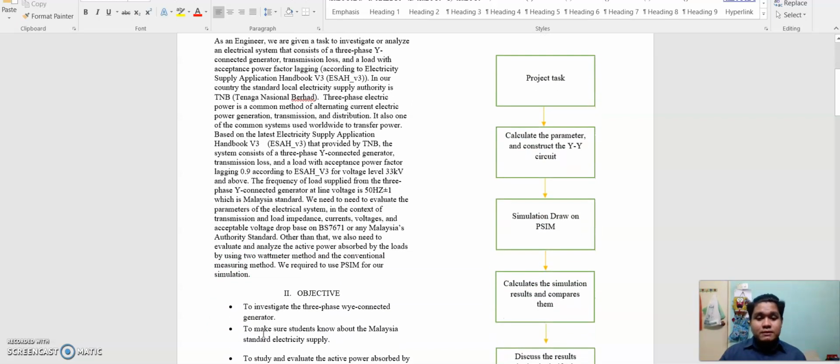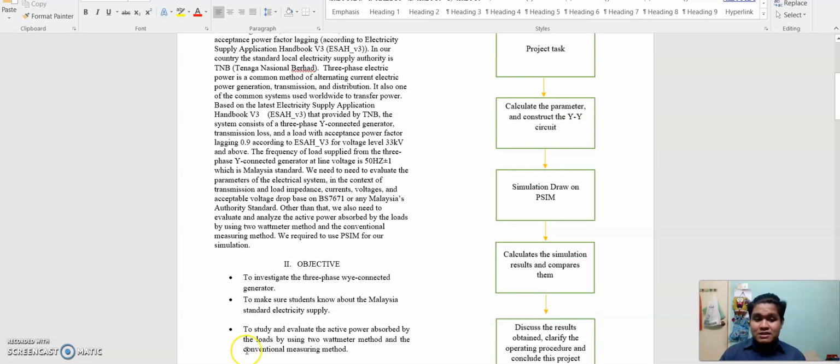So we go to objectives. The objective of this project is to investigate the three-phase Y-connected generator to make sure students know about the Malaysian standard electricity supply, and then the objective is to study and evaluate the active power absorbed by the loads by using the 2 wattmeter method and the conventional measuring method.